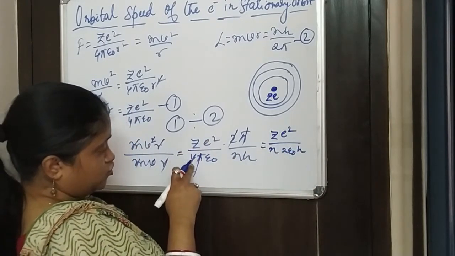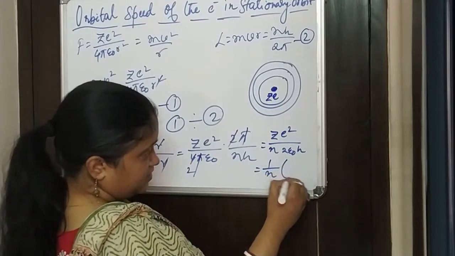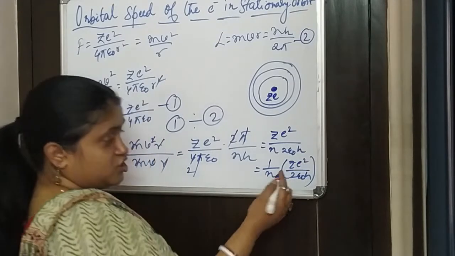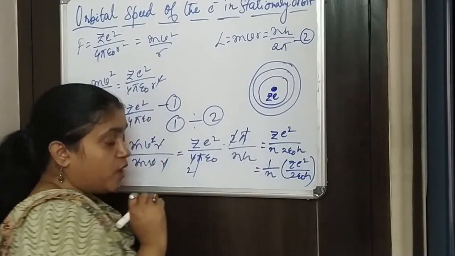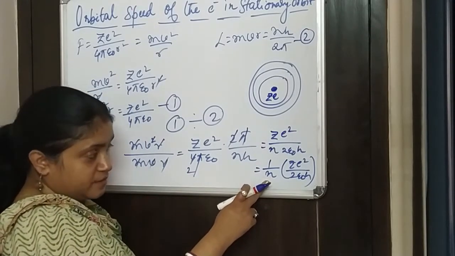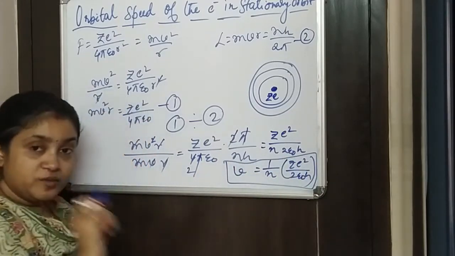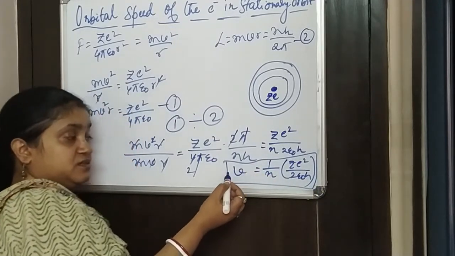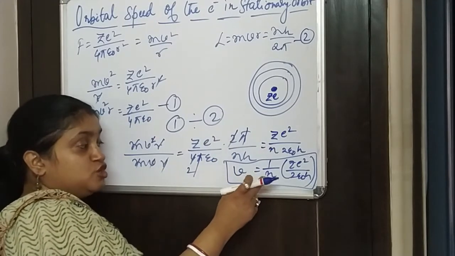Ze square by 2 epsilon naught n h. So we can just write 1 by n into Ze square by 2 epsilon naught h. For the hydrogen atom, Z is equal to 1, and n is the orbital number. So the velocity of the electron at a particular orbit will be this constant, and you see the velocity is inversely proportional to the orbital number.